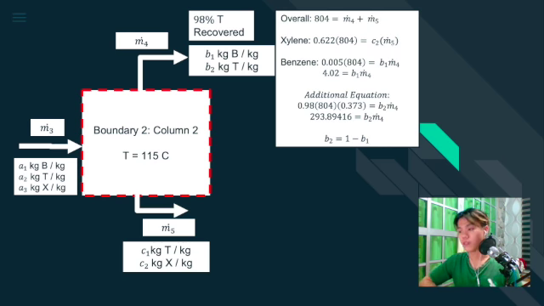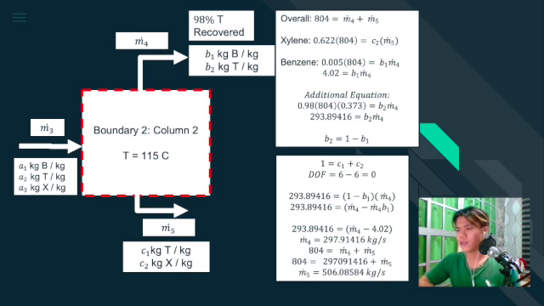which makes up equation 3. Now, there are additional equations to consider, such as the final 98% toluene discharge. 0.98 times 804 times 0.373 equals B2 times m.4, equation 4. And also B2 can be changed to 1 minus B1, since the total of both B components is 1, equation 5. Finally, 1 equals C1 plus C2, equation 6.